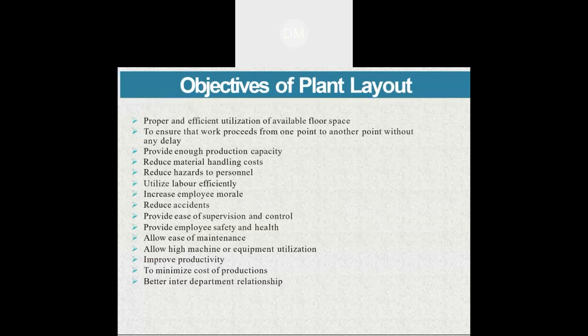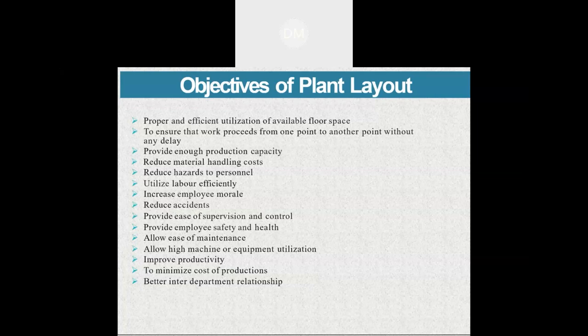Then these are some objectives of plant layouts. Proper and efficient utilization of valuable floor space, meaning maximum space utilization, then to ensure that work proceeds from one point to another without any delay. It means after ripening of fruits and vegetables, they are immediately transported to the processing area. Suppose there is a delay, then over-ripening starts immediately, and this directly affects the quality of the product. Then provide enough production capacity.